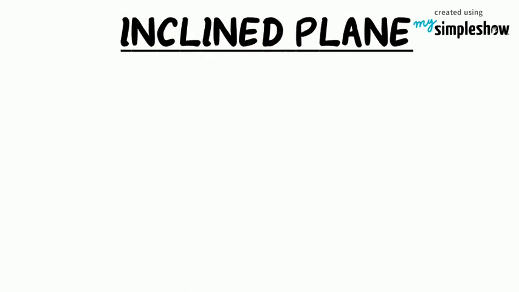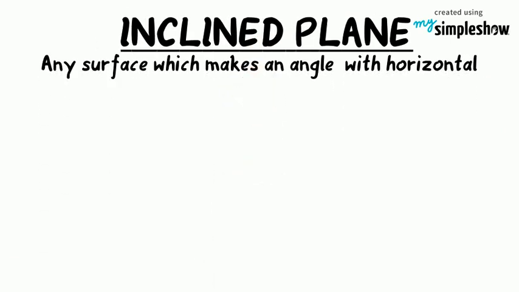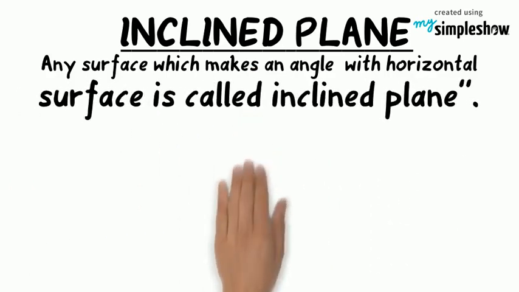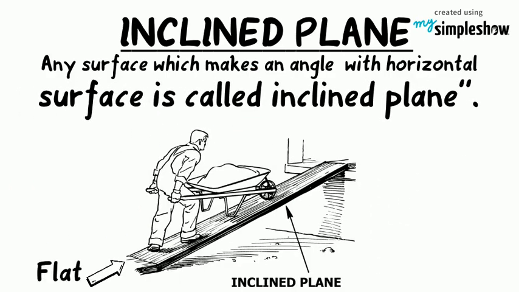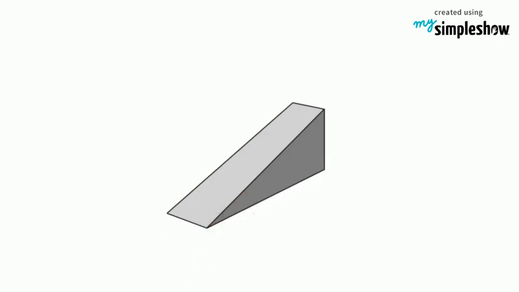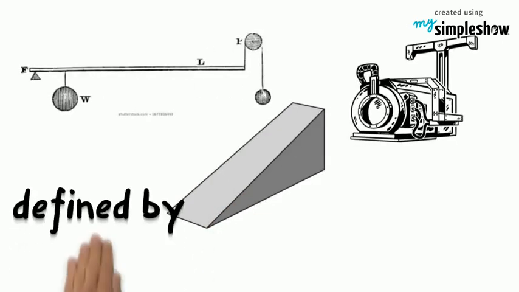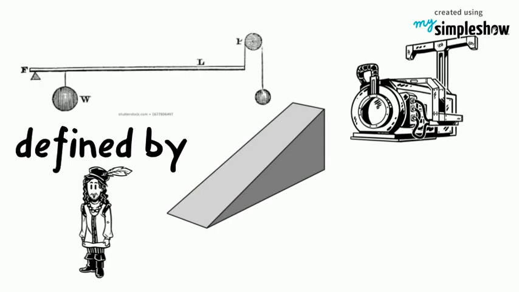An inclined plane can be defined as any surface which makes an angle with the horizontal surface. It is a flat supporting surface tilted at an angle, with one end higher than the other. The inclined plane is one of the six classical simple machines defined by Renaissance scientists.